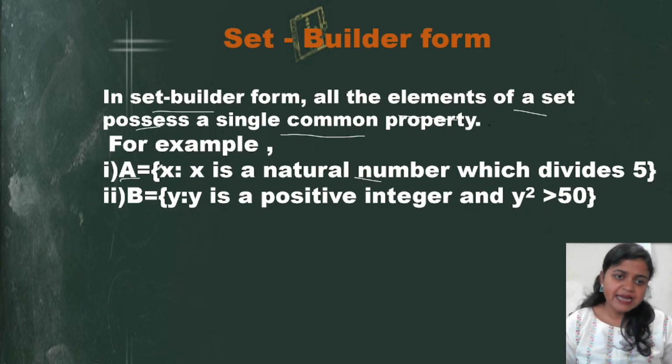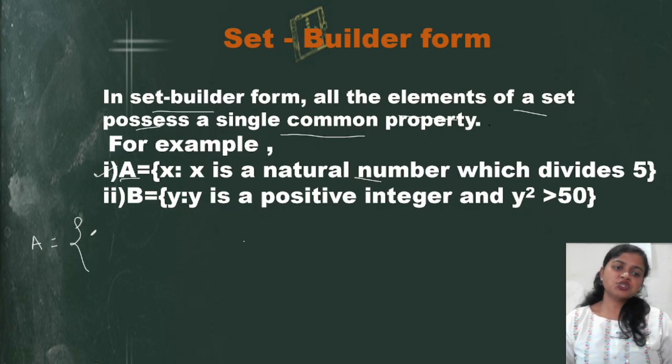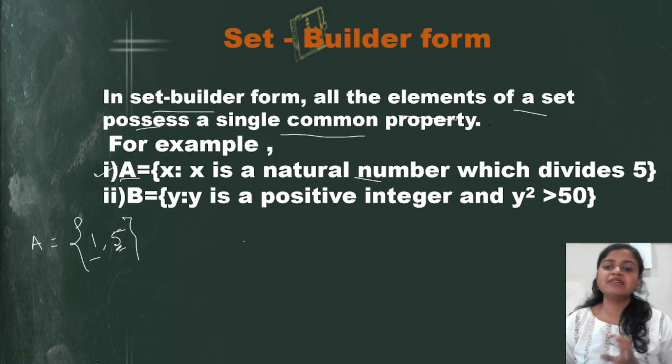If I write this set in listed form, A equals, x, 1 divides 5 and 5 divides 5. There is no other number which divides 5. So 1 and 5 are natural numbers and they also divide 5. So this is listed form and this is set builder form.